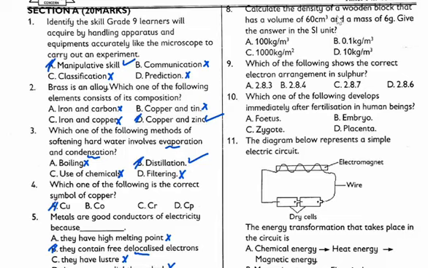Calculate the density of a wooden block that has a volume of 60 cubic centimeter and a mass of 6 grams. Give the answer in SI unit. So we know that density is equals to mass over volume. Here we are given the mass, so this is 6 grams, divided by the volume, which is 60 cubic centimeter.